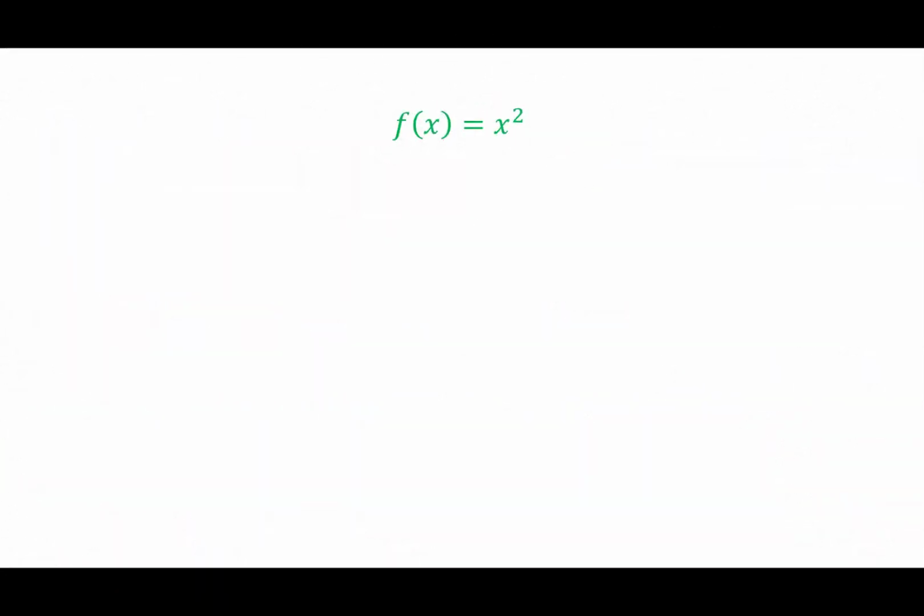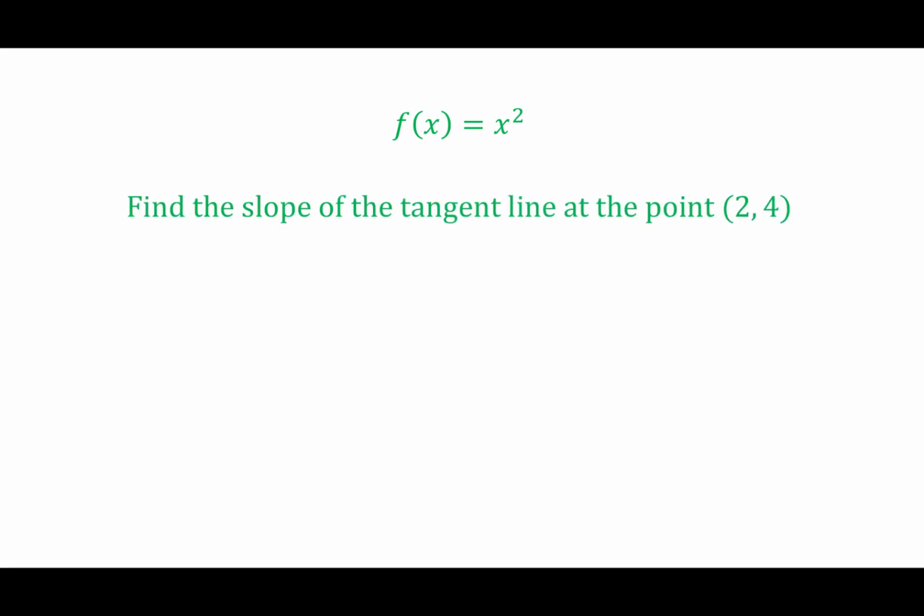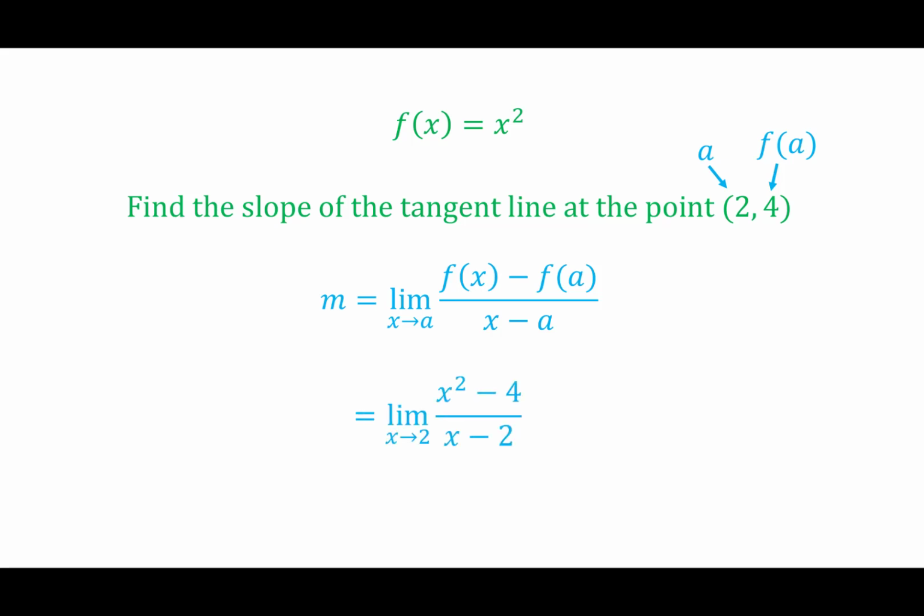All right, let's apply this to a particular function, the function x squared, and let's find the slope of the tangent line at the point (2, 4). So when x equals 2, we have a function value of 4. Now that we have our equation for the slope of the tangent line at a particular point a, all we have to do is plug in a, f of a, and f of x. a is equal to 2, f of a is equal to 4, and f of x is our function, x squared. And so this limit ends up turning out to be like this.